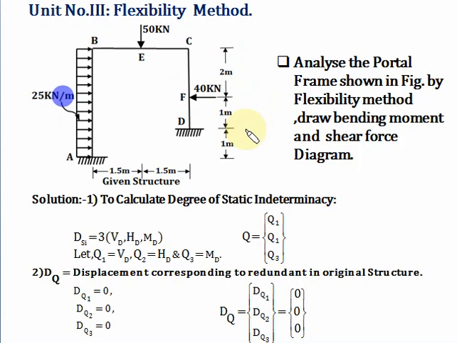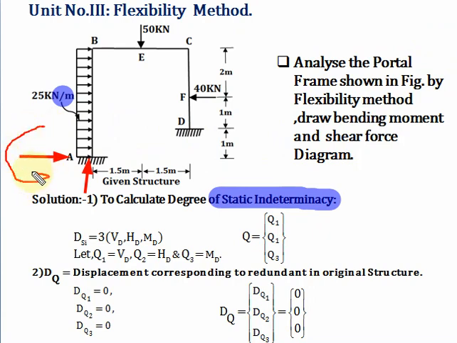So as usual, our first step is to find out the degree of static indeterminacy. Now for that we have to see the supports. At support A, there will be 3 reactions, that is vertical reaction, horizontal reaction, and the third will be the moment. In the same way, there will again be 3 reactions at D.